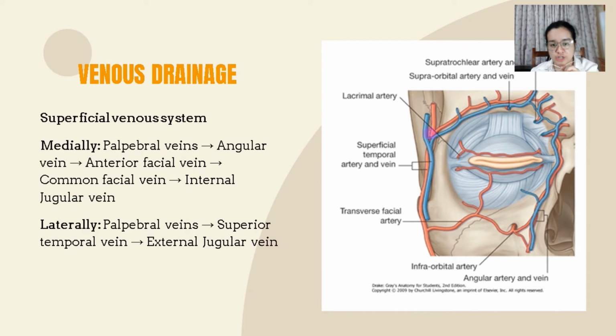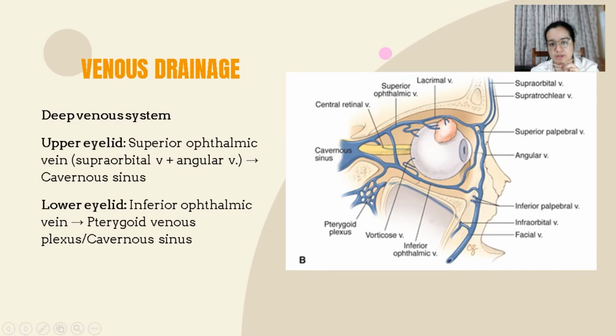Then the superficial temporal vein, this one, drains the lateral eyelid, which drains to the retromandibular vein. Then it empties into the external jugular vein. Then we are now in the deep venous system.